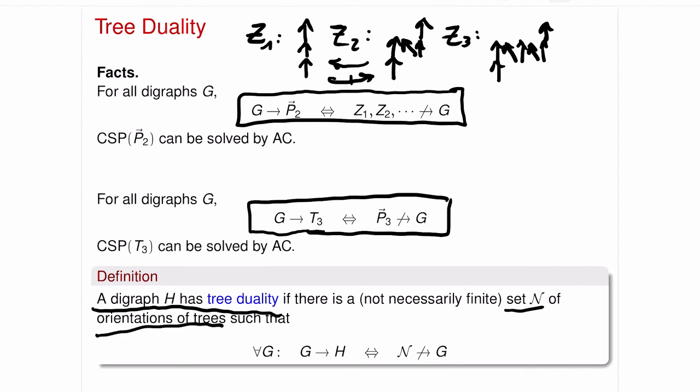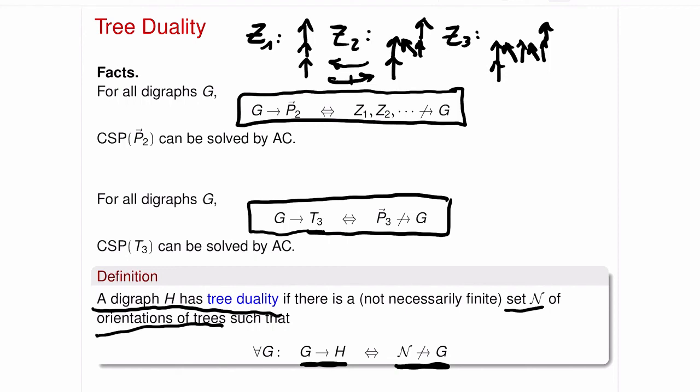A digraph H has tree duality if you have a set of orientations of trees. So a tree is an undirected graph which is connected and has no cycles. An orientation of a tree is a tree where you give an orientation to each of the edges in an arbitrary way. So the paths that we've seen are examples of orientations of trees, but also the zigzags are examples of orientations of trees, and there are more. There could be branching going on. Okay, so H has tree duality if there's a finite set N of orientations of trees such that for every graph G there is a homomorphism from this graph to H if and only if no orientation of a tree from our class N, N stands for no, forbidden, none of those oriented trees homomorphically maps to G.